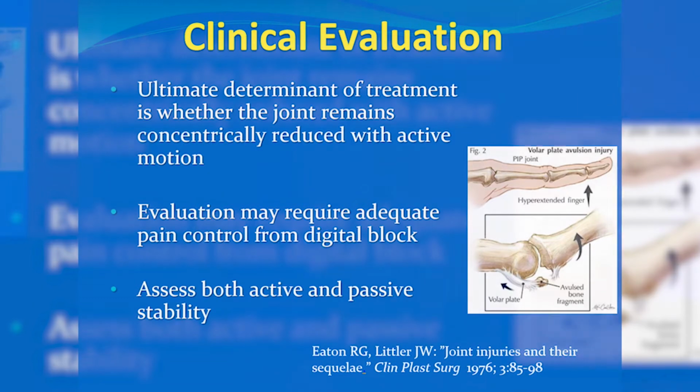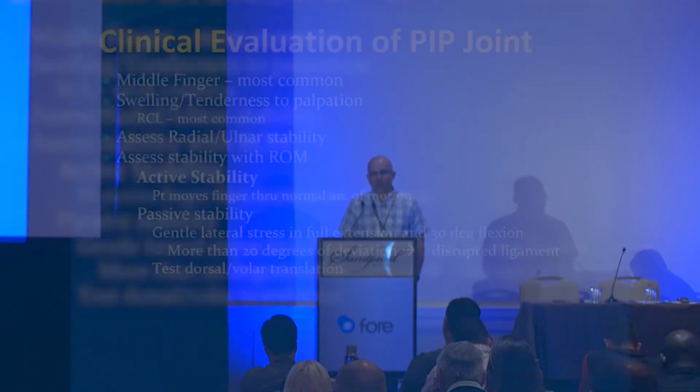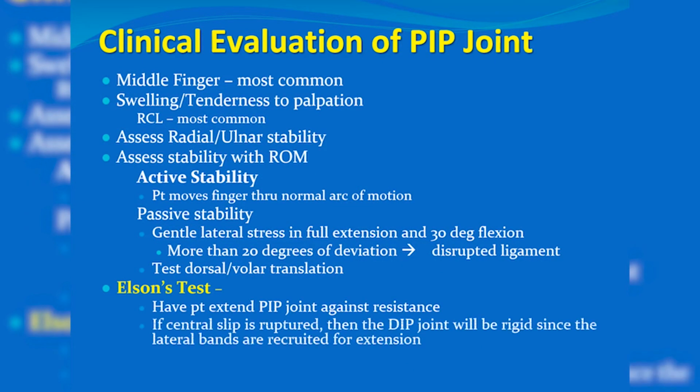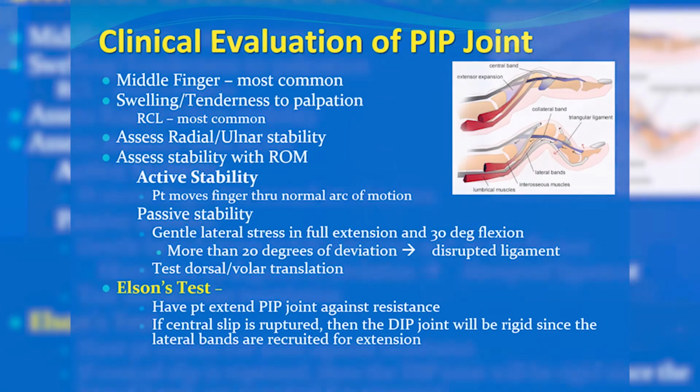So clinical evaluation, again, I think you guys get that after the last talk. You want to make sure there's a concentric range of motion that's stable. So active stability, if someone has pain, you can always numb them up and test them too. Elson's test tests the central slip. That's more for a volar dislocation of the PIP joint.